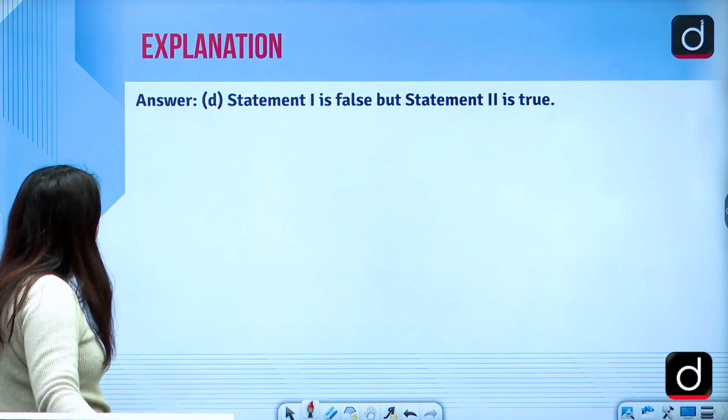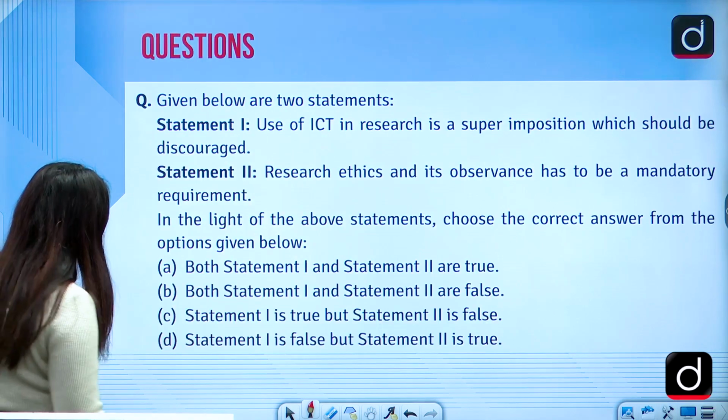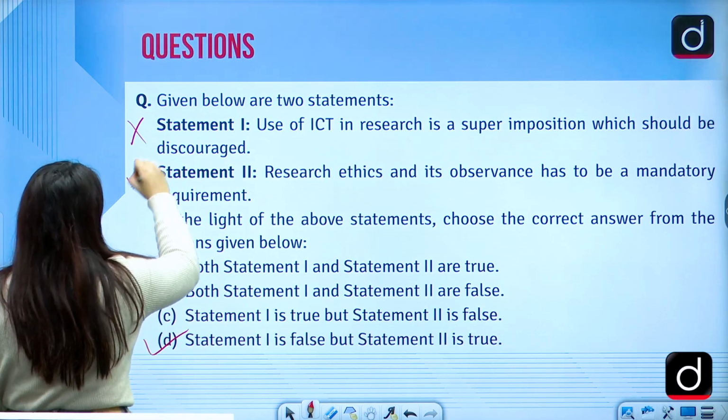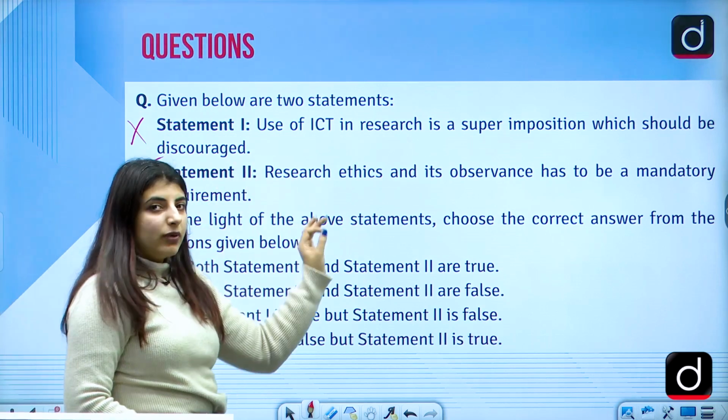The answer to this question is option D. That is, statement 1 is false and statement 2 is true. How? Let's just read statement 1 once again.